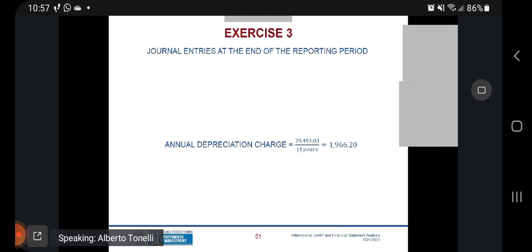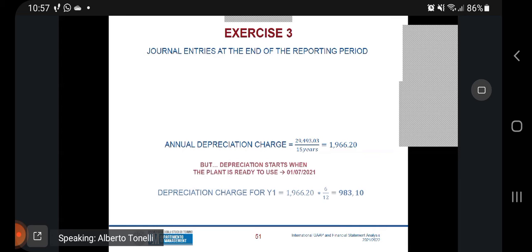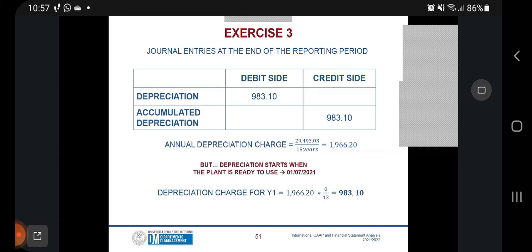Journal entries at the end of the reporting period. Again, you have to compute the depreciation charge, which is equal to the historical cost of 29,000 over the useful life of 15 years. The annual depreciation charge is equal to 1.9 thousand. But again, depreciation starts when the plant is ready to use, namely the 1st July year 1. And that's the reason why the depreciation charge for the first year will be half of the previous value, 983.